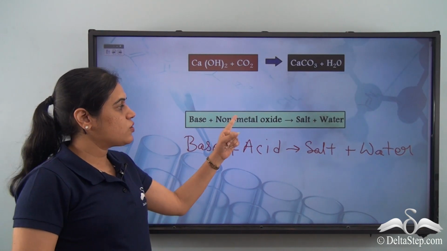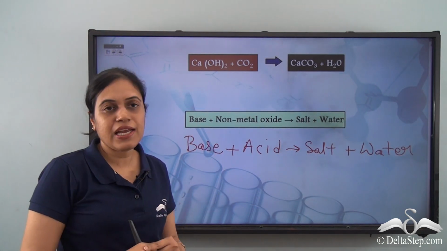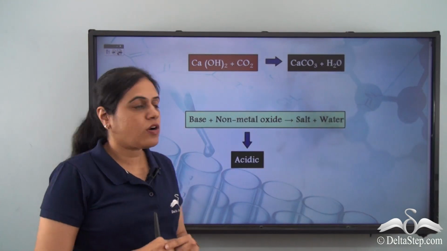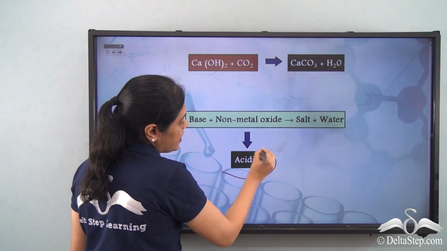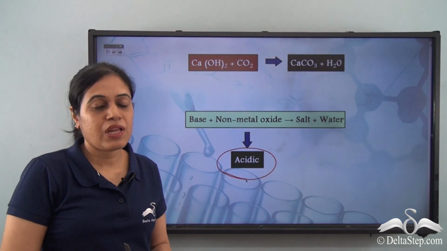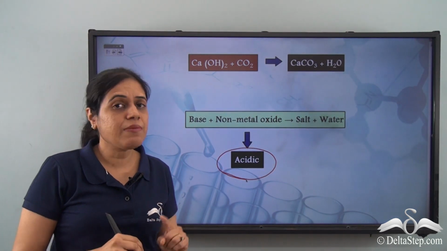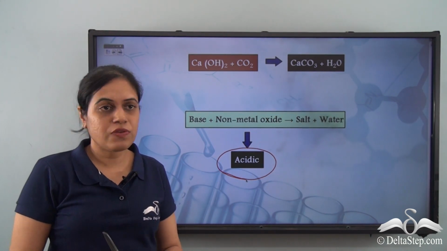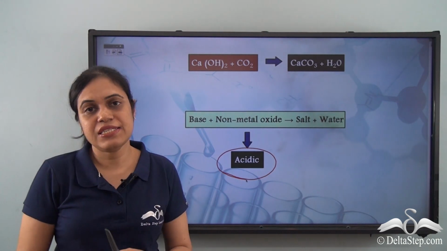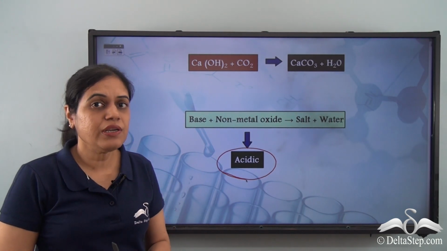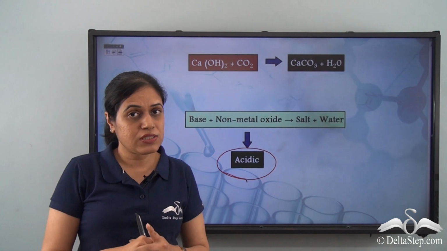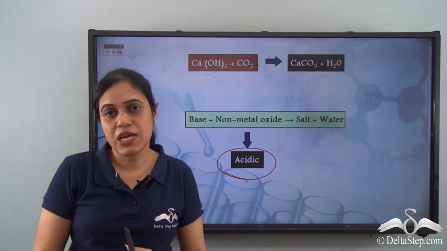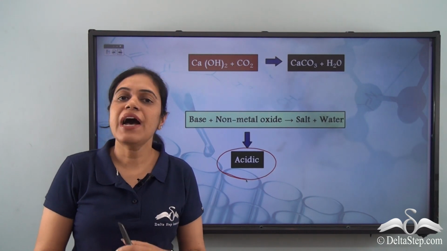So in this case, non-metal oxide is acting like an acid. So we can say that non-metal oxides are acidic in nature. But remember, there are some non-metal oxides which are neutral in nature. But most of the non-metal oxides are acidic in nature. So what did we learn? We learned that the metal oxides are basic in nature, whereas the non-metal oxides, most of them are acidic in nature.